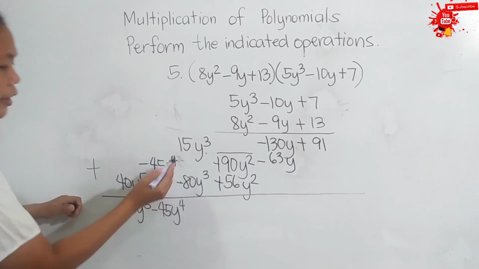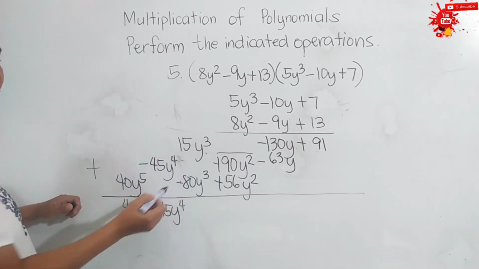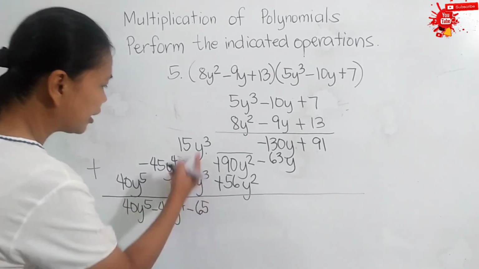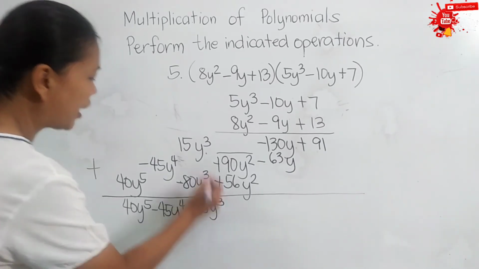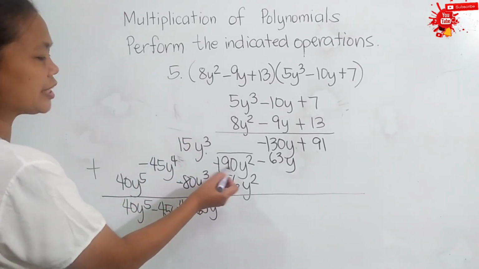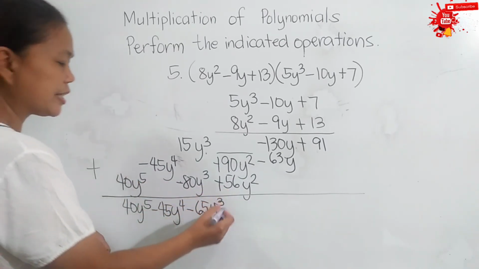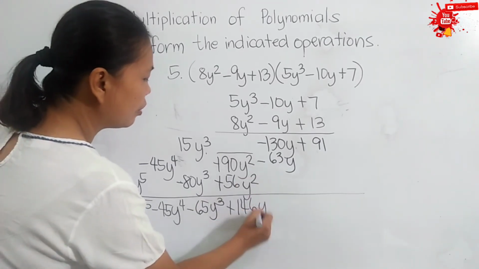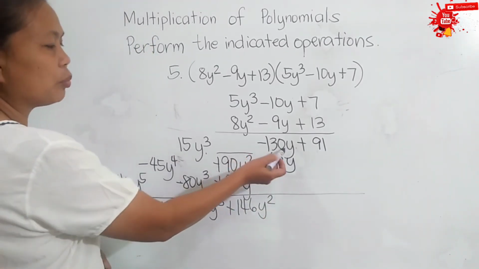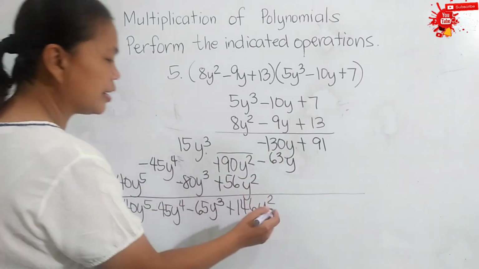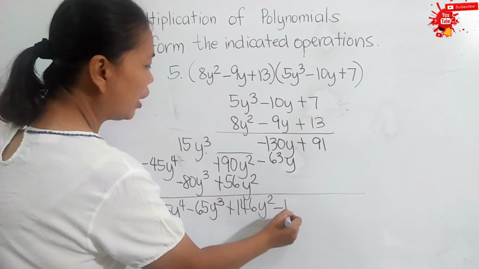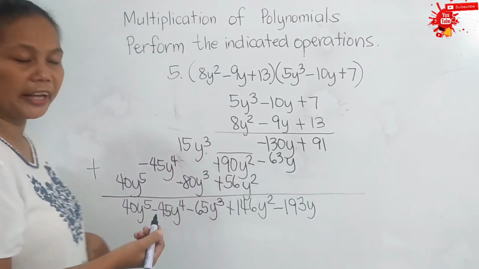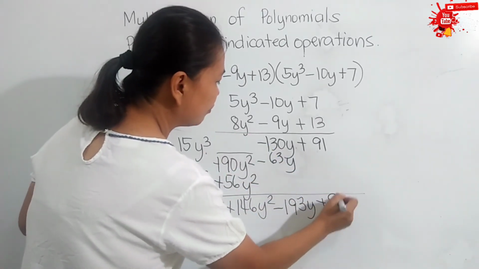bring down negative 45y raised to 4. Then what is positive 15 plus negative 80? So we have negative 65, then copy the literal coefficient y cubed. And then what is positive 90 plus positive 56? So it is positive 146. Then we just copy y squared. And then negative 130 plus negative 63. So we have negative 193. Then we just copy the literal coefficient y. Then we just bring down positive 91.